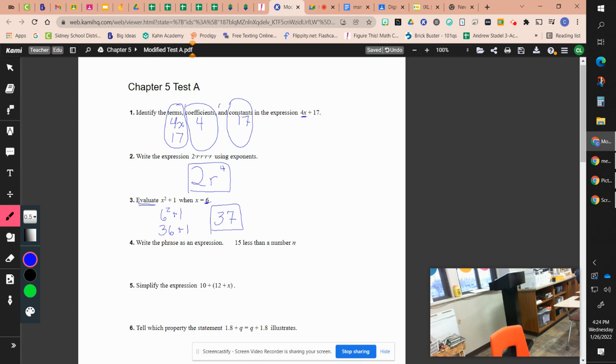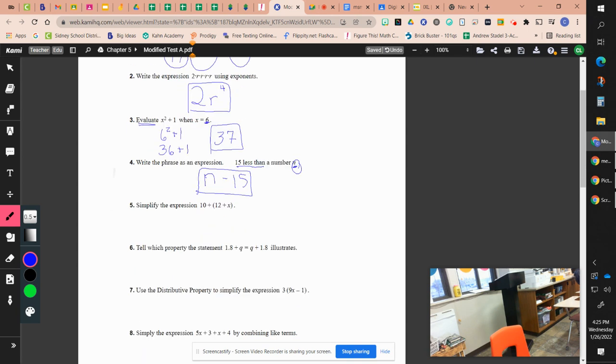Okay, this one says write the phrase as an expression, and it says 15 less than this number n. So that tells me it's going to be n subtract 15. 15 less than the quantity n. Now, since I don't know the value of n, I can't go any further, and that is the expression they are telling me, n minus 15. Okay?